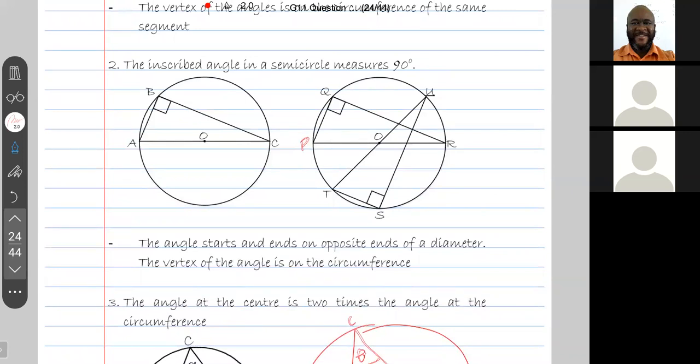Circle theorem number 2: the angle in a semicircle is equal to 90 degrees. How do we identify it? Start at one end of the diameter, go up to the circumference, back down to the other end of the diameter. This angle must be 90 degrees. It is called the angle in a semicircle.